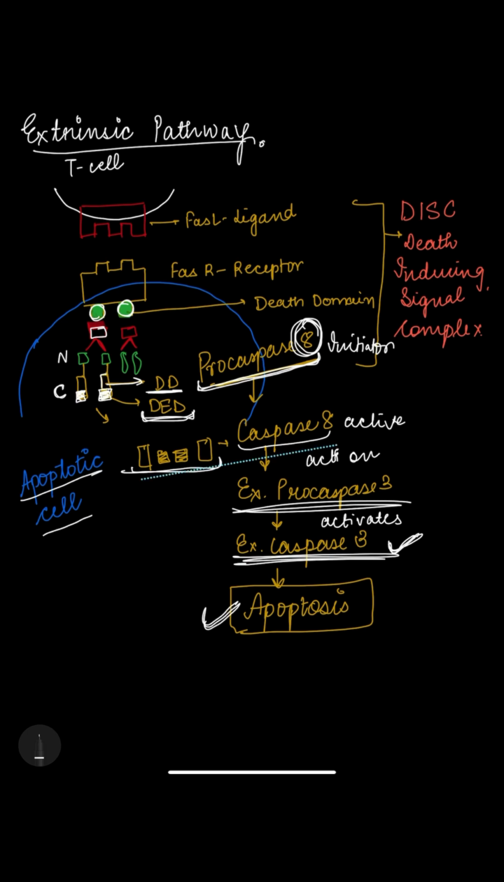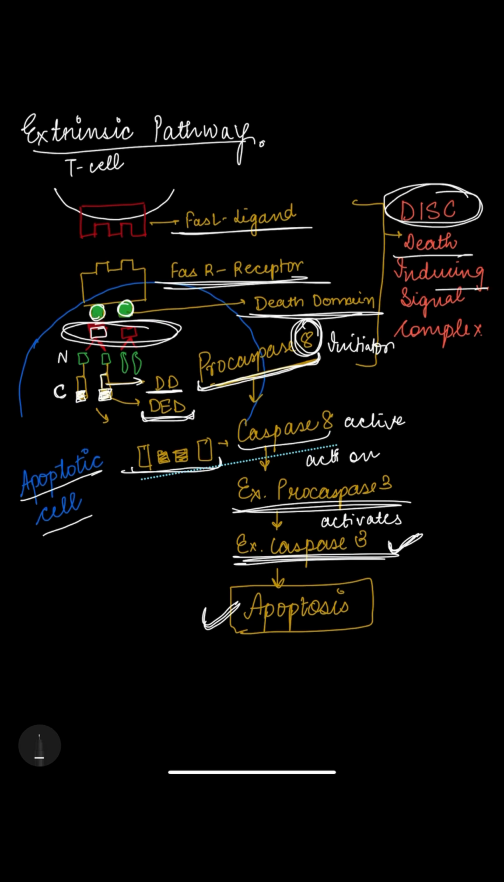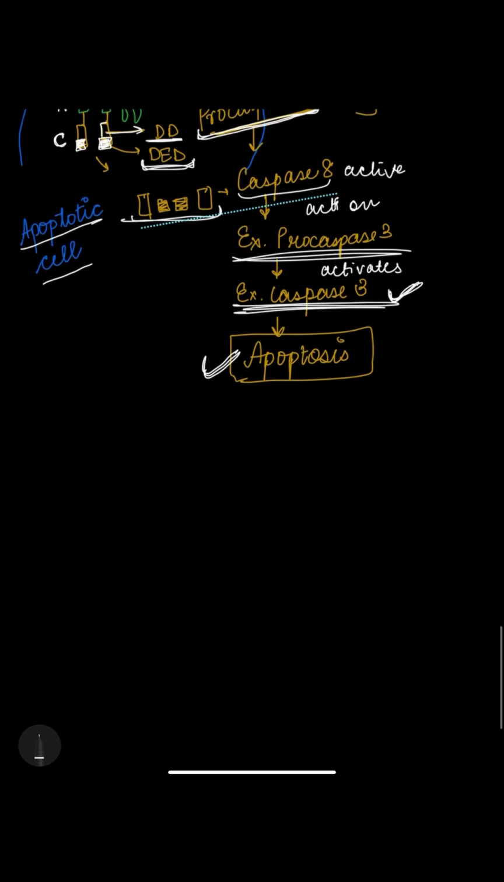When Fas L binds with Fas R and the death domain binds with the adaptor protein, it forms a DISC complex. This is the death inducing signal complex. This is very important. I am telling you again the overview.